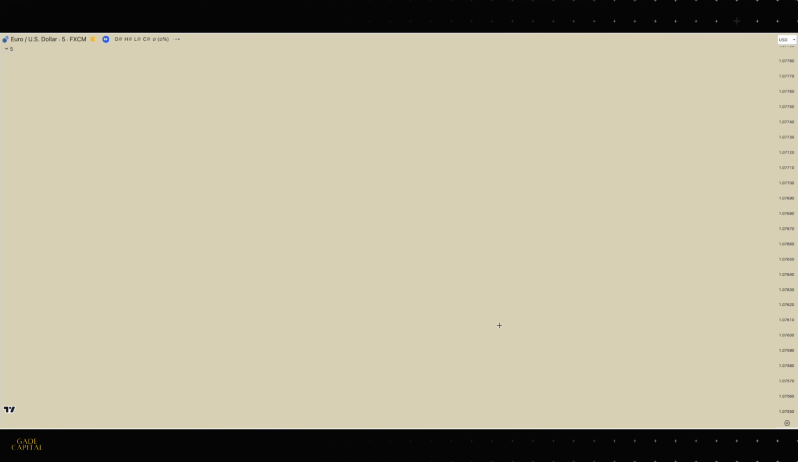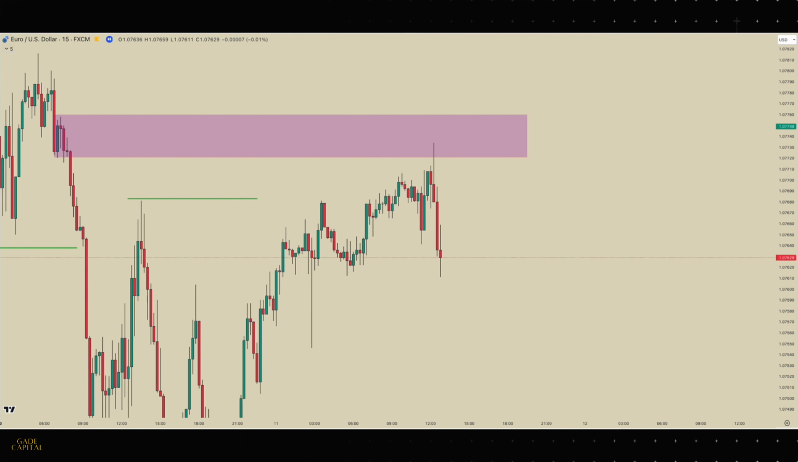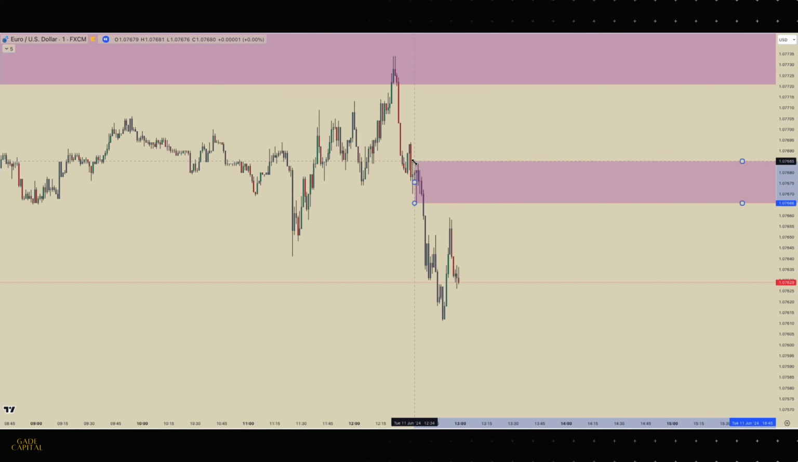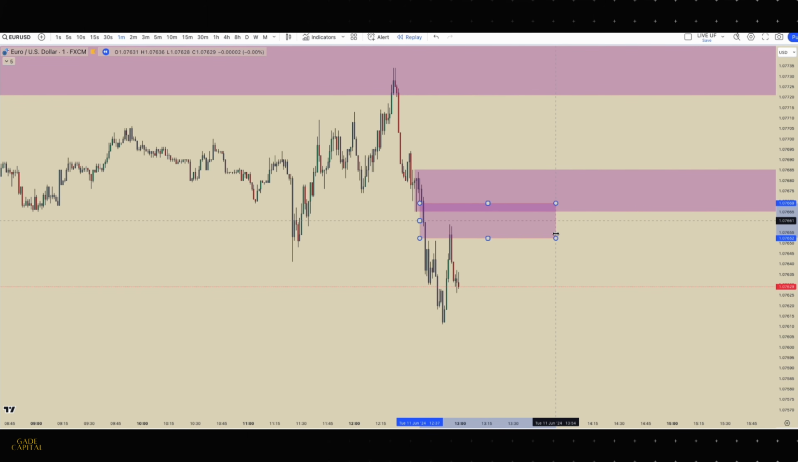If we go to 5 minutes, so if we go to 50 minutes again, we can see there is an imbalance, right? And if you go to 1 minute, there is an order block at this level. So we can use 50 minute FVG and 1 minute order block. Price gave us change of character here. This is our 50 minute FVG and this is our 1 minute order block.